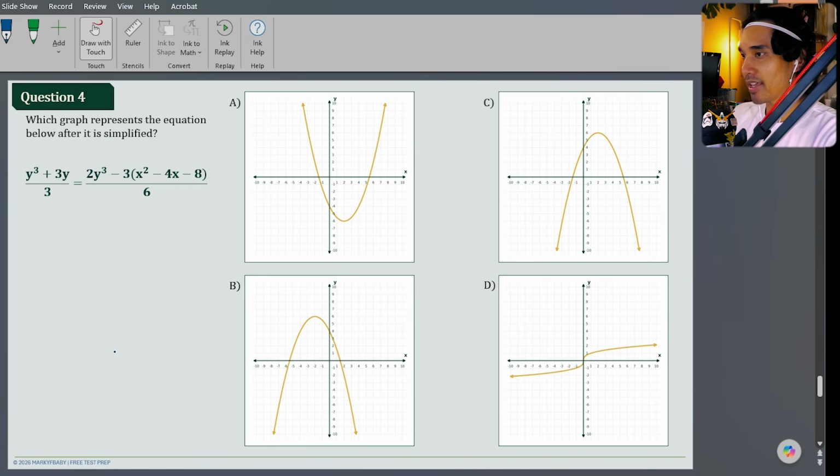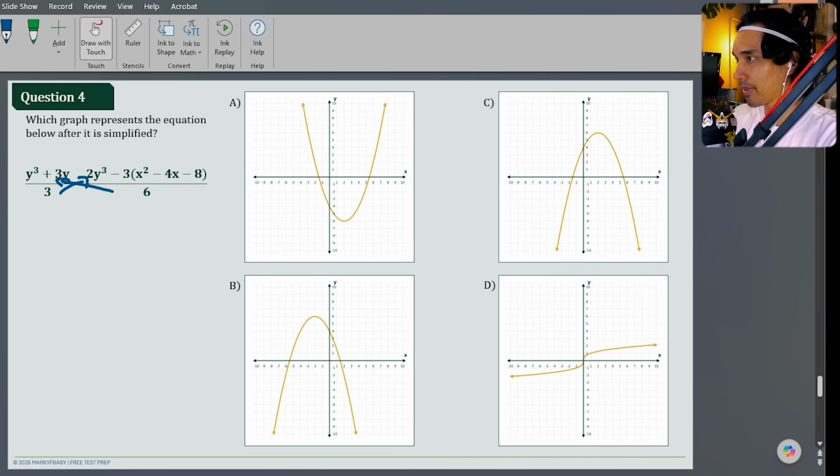The first thing that I would do is clear out the fractions. And you could clear out the fractions by finding an LCD, right? Or you could just cross multiply, okay? We could just cross multiply. So let's go ahead and do that.